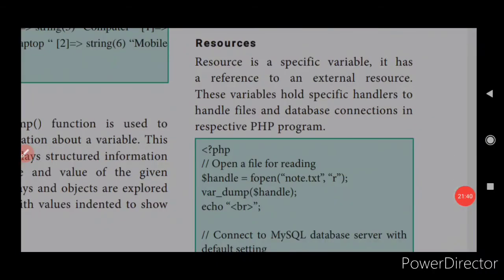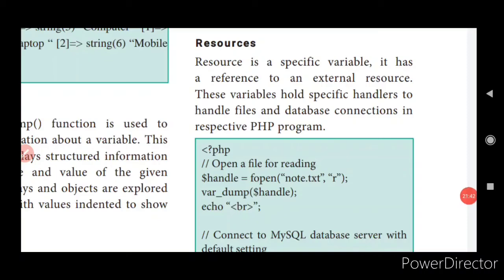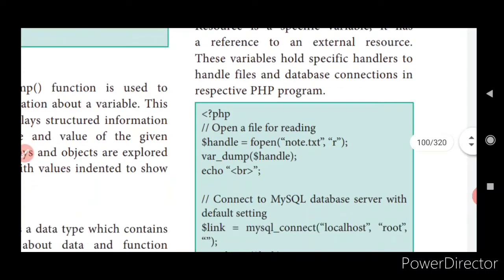Next, let us see resource. It has a reference to an external resource. Resource is a specific variable which has a reference to an external resource. What does it generally do? It just holds specific handlers to handle files and database connections in a PHP program. What all does it hold? It handles files and database connections. Fine.